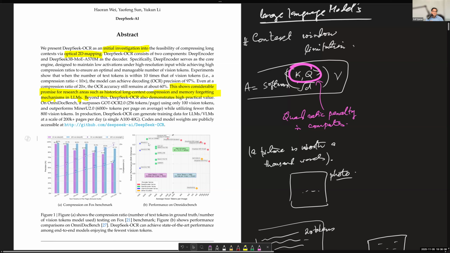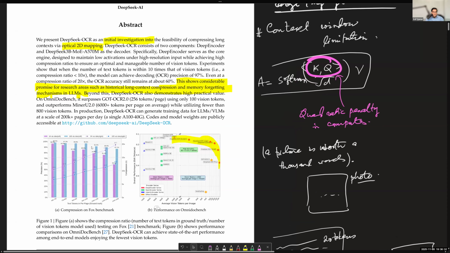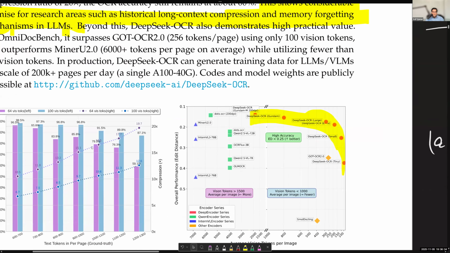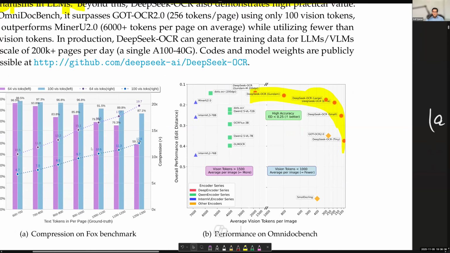Now, one of the lovely things is that even if you treat it as a pure OCR tool, it tends to achieve very, very good performance with very low token utilization. This Y scale, let me just zoom out in this picture actually. I wish they had made the pictures separately, not put two pictures side by side on the same page, just to show what is going on.